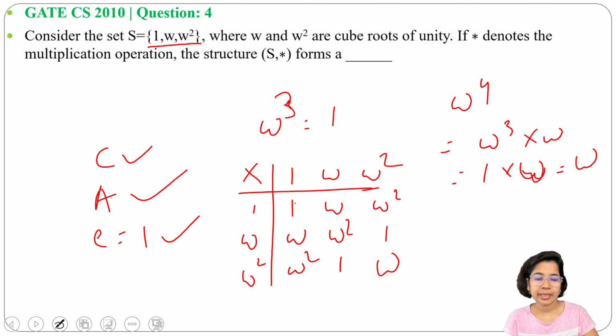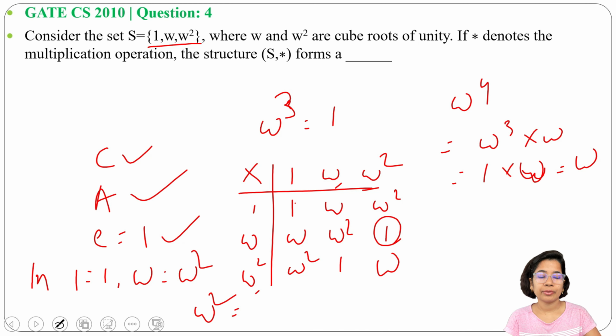Next, inverse exists. For w, the inverse is w², as by multiplying by w² we are getting the identity element 1. So whichever element we multiply with by the binary operation, that gives the identity element. Next, the inverse of w² is w, so by multiplying with w we are getting the identity element 1.